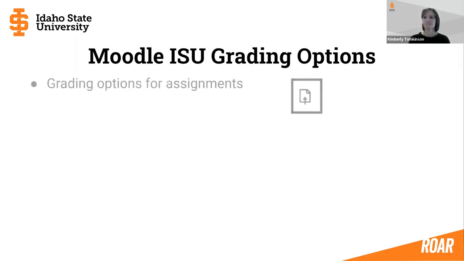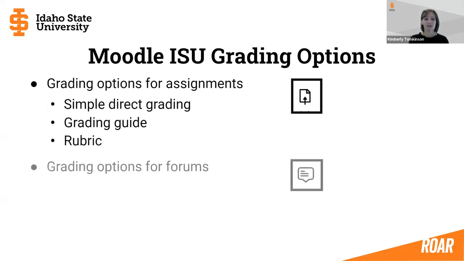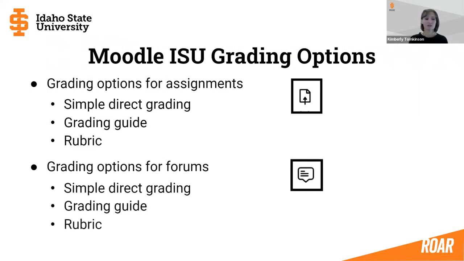The assignment activity allows you to grade with the following three options: simple direct grading, using a grading guide, and using a rubric. We will go over how each of these function later in the presentation. The forum activity allows you to grade with the following four options: simple direct grading, using a grading guide, using a rubric, and using ratings. Scales are another option to rate student performance in Moodle ISU. However, they do not calculate in the gradebook and therefore do not contribute to an overall grade. Next, Sasha will demonstrate how you can use these different grading options in your course.